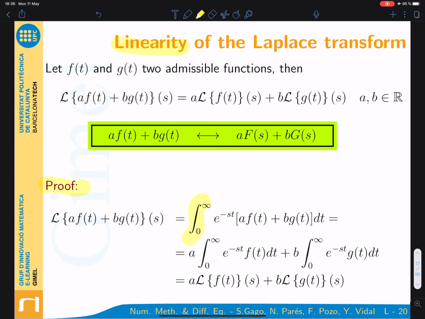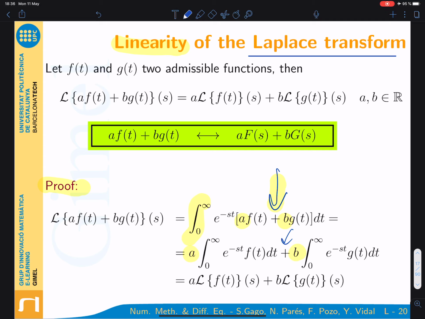That means that constant values can be written outside, and that the sum of two functions can be split into two integrals. So basically, the linearity of the Laplace transform is inherited from the linearity of the integral operator, because the Laplace transform is nothing else but an integral. Okay?